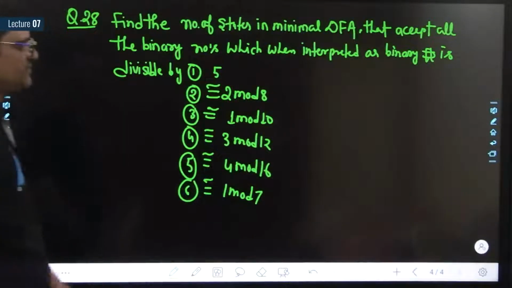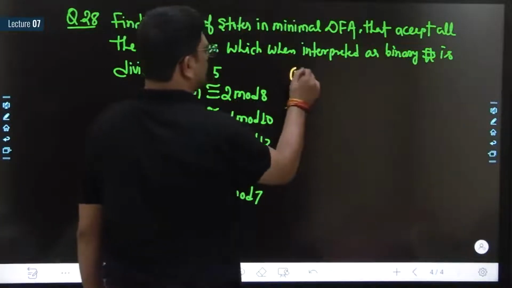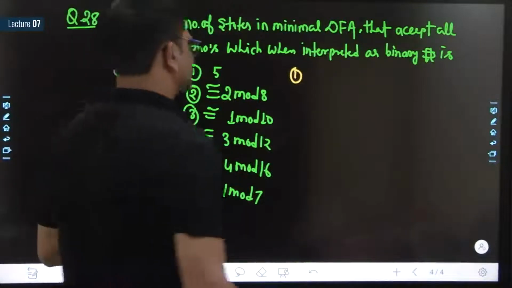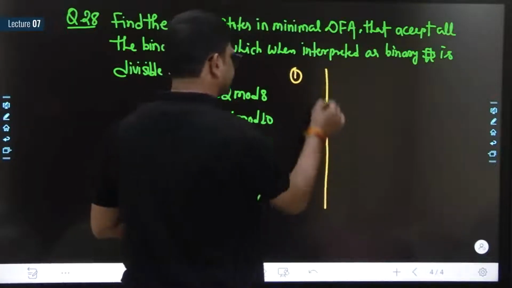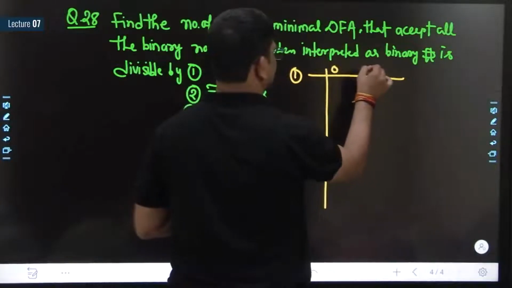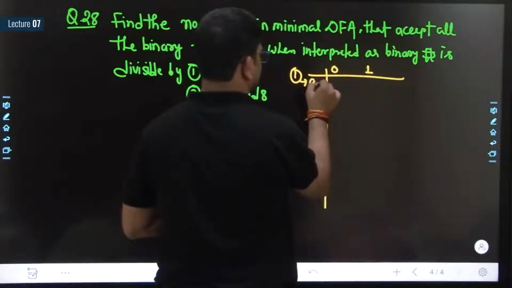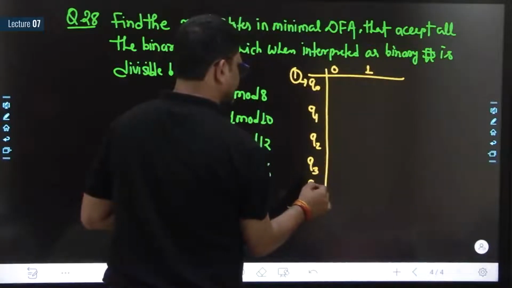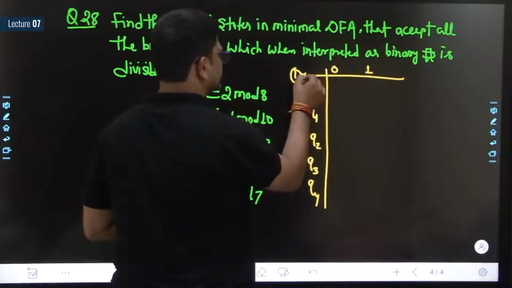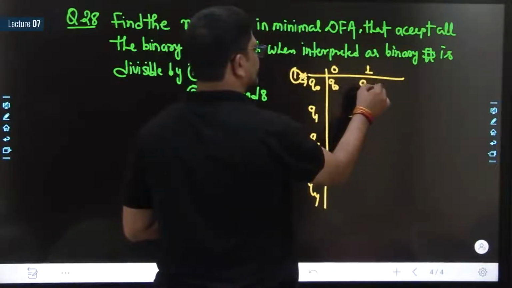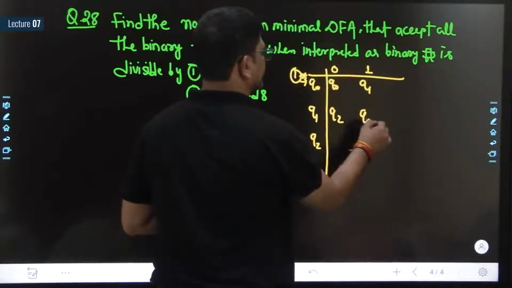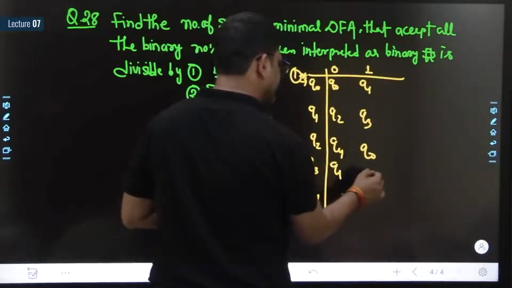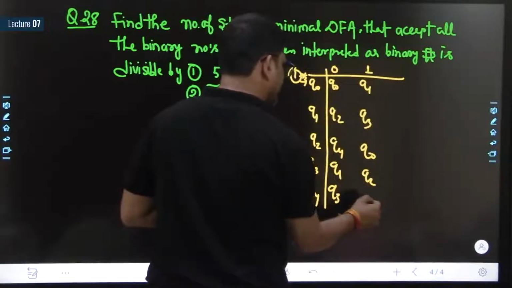First question, divisible by 5. How many number of remainders are possible? 5: 0, 1, 2, 3, 4. Number of states 5. Inputs 0, 1. The states are Q0, Q1, Q2, Q3, Q4. Which one is the final state? This one. Again start Q0, Q1, Q2, Q3, Q4.